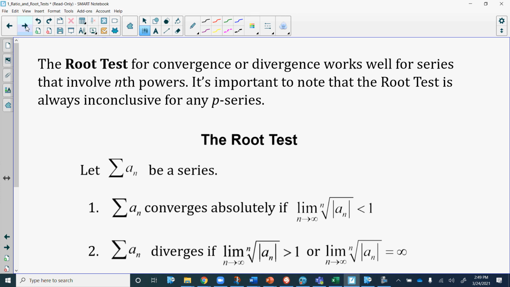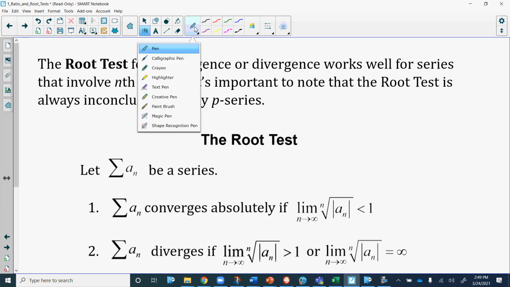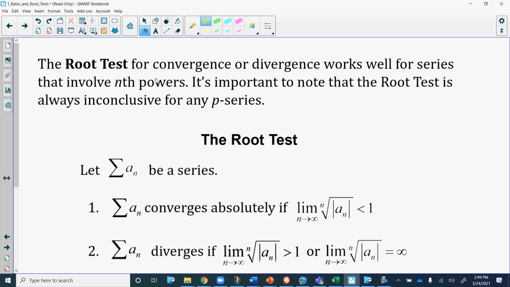So the second type of test that we're going to take a look at here is known as the root test, and it's essentially something where you're going to be taking the square root of something, or in this case the nth root of something. According to the information here, the root test for convergence or divergence works well for series that involve nth powers. Not something to the 5th power or the 10th power or whatever like that. It actually says something to the power of n, okay?